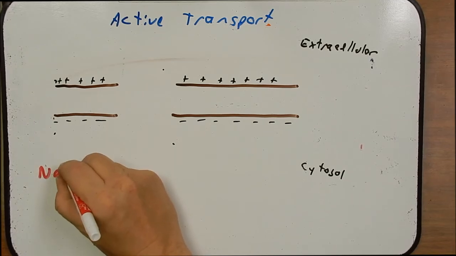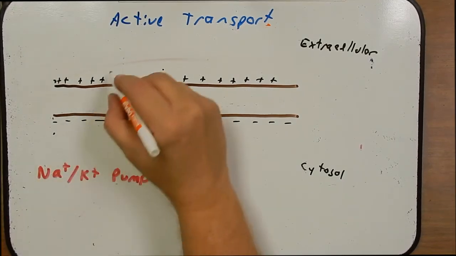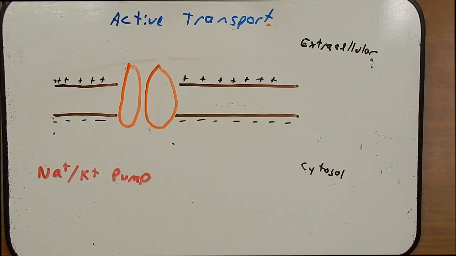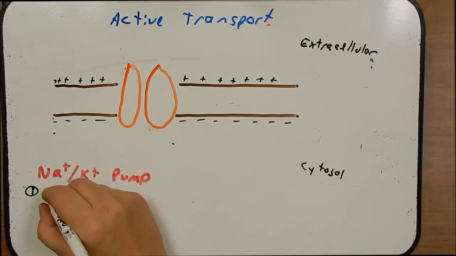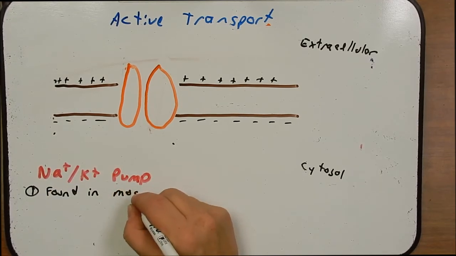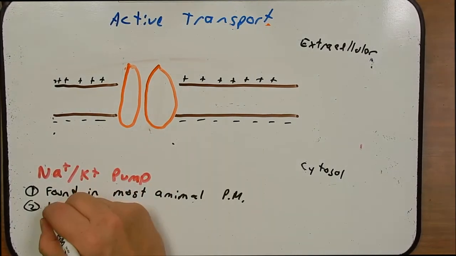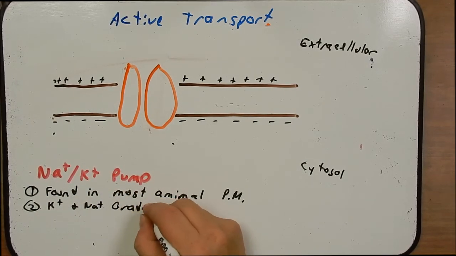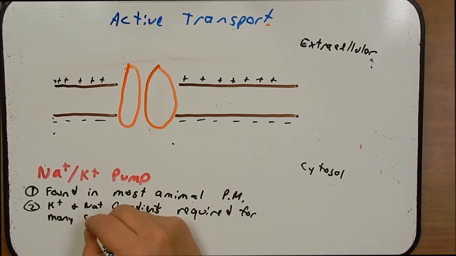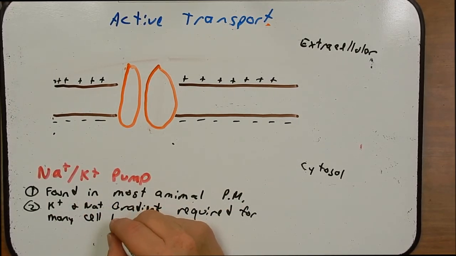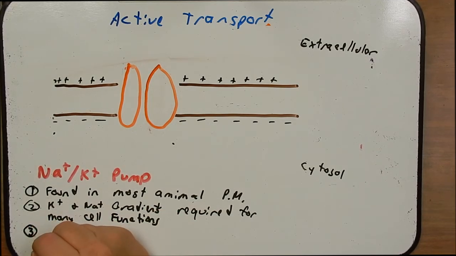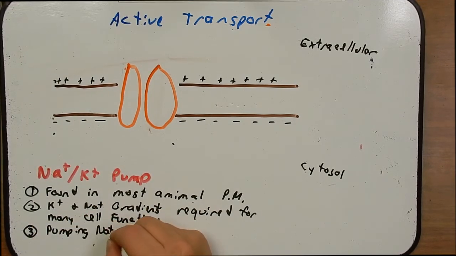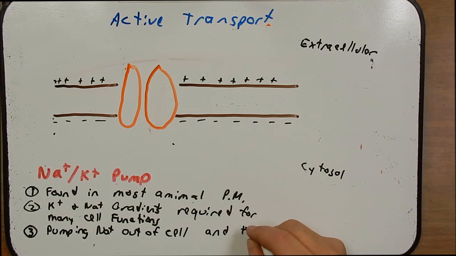Okay, I've set the scenario, but now let me tell you which pump we're talking about. And it is the sodium-potassium pump. Let's go ahead and draw it like so. Now this is a very important cellular pump. This is found in most animal plasma membranes. Potassium and sodium gradients are required for many cell functions. This pump works by pumping sodium out of the cell and potassium into the cell.